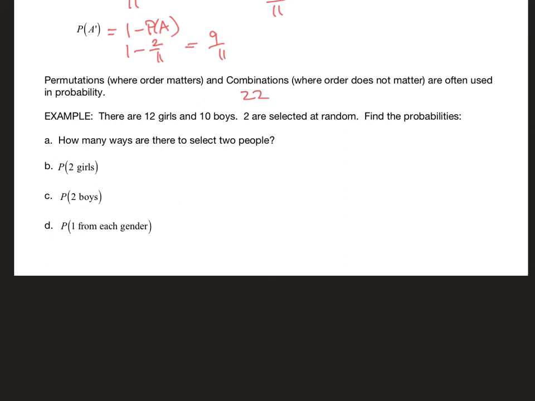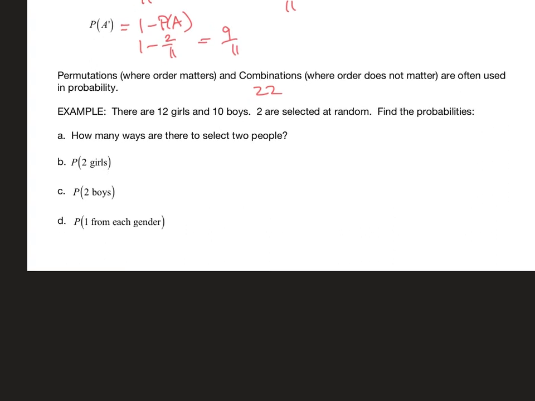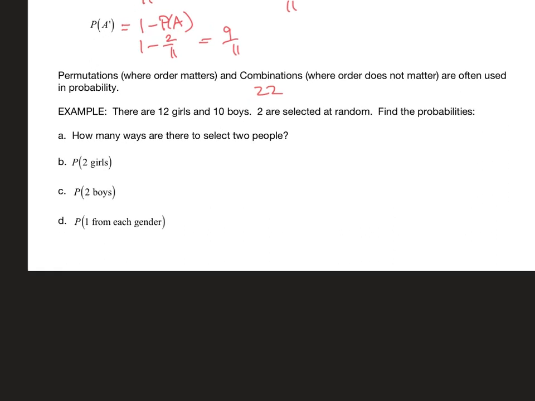Okay, so the first question here is, sorry about that, let me erase that. First question is, how many ways are there to select 2 people? Because that's going to be your denominator. Okay, the order does not matter in this situation. So if I did 22 choose 2 in my calculator, I get 231. That's going to be my denominator. That's all the different possible ways to pick 2 people.